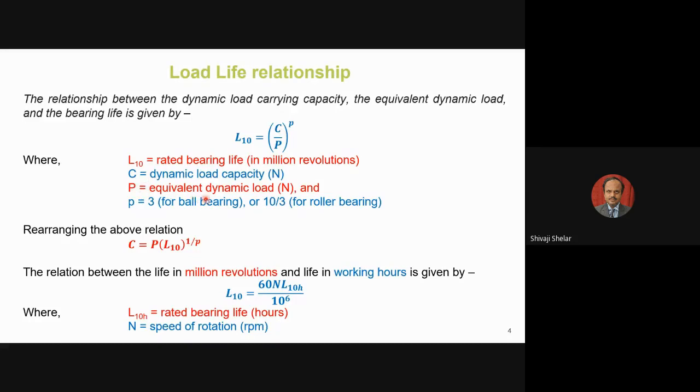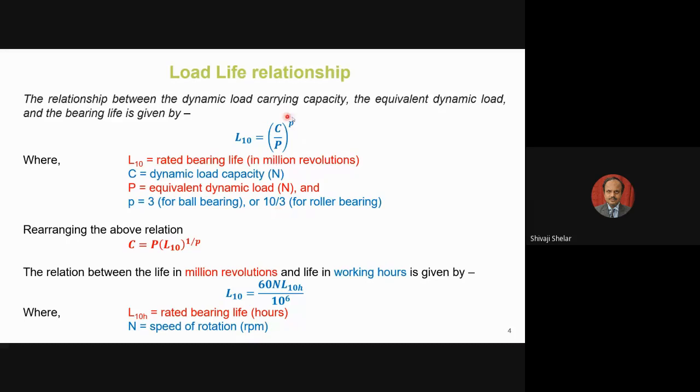Then capital P is your equivalent dynamic load in Newton, for which we have seen the derivation in the previous slide. Then small p is an exponent factor. If it is a ball bearing, then we use 3, and if it is a roller bearing, we have to use 10 by 3. So this p depends upon the type of rolling elements you are using. For balls, the value of small p is 3, and for rollers, small p is equal to 10 by 3.